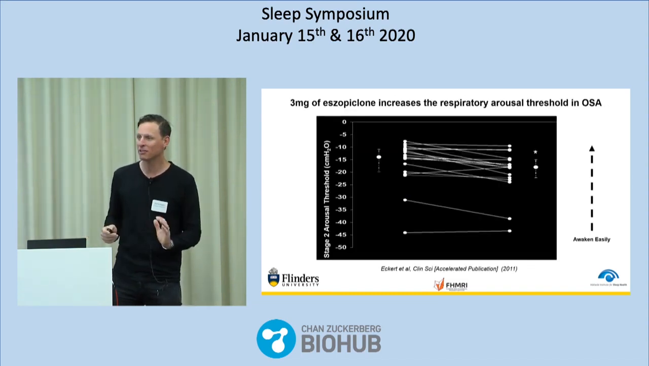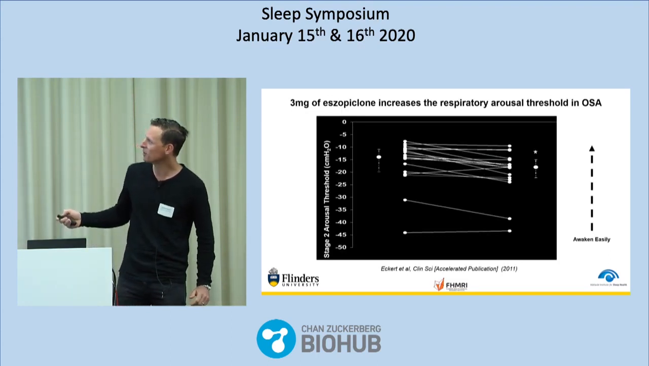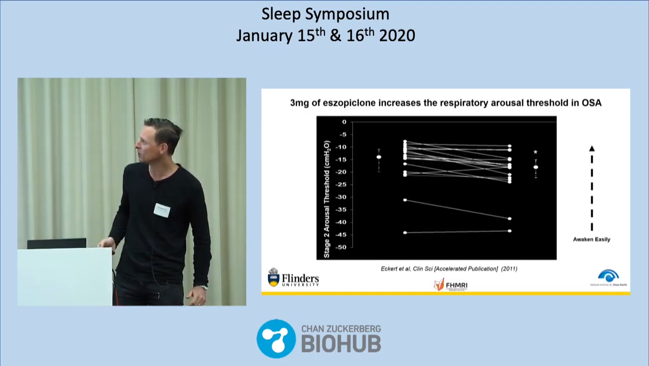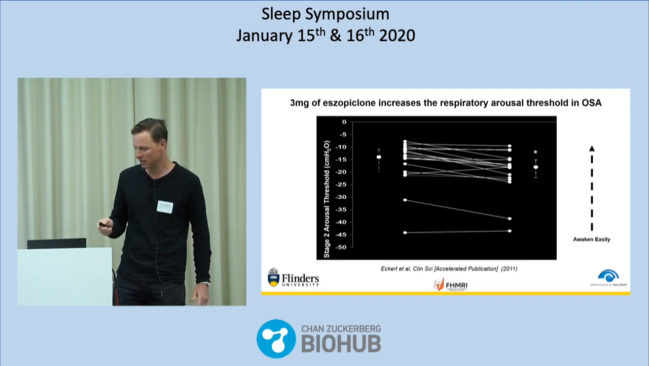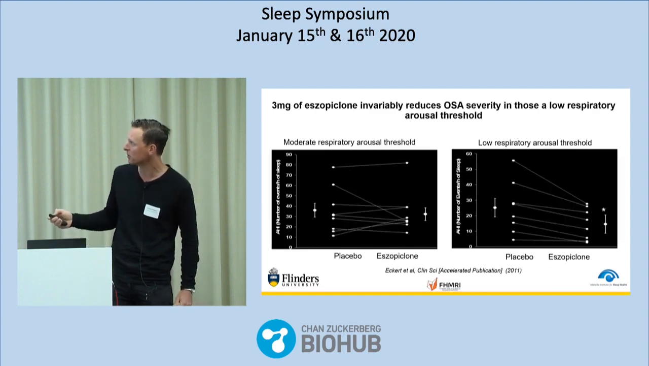And we've looked at many different of these agents. I'm just going to show you a couple here. This was the first one we did. We took eszopiclone or Lunesta, and we can see that we were able to increase the threshold for awakening by about 30% with that agent. So increase the arousal threshold, the respiratory arousal threshold, in this small double-blind randomized trial.